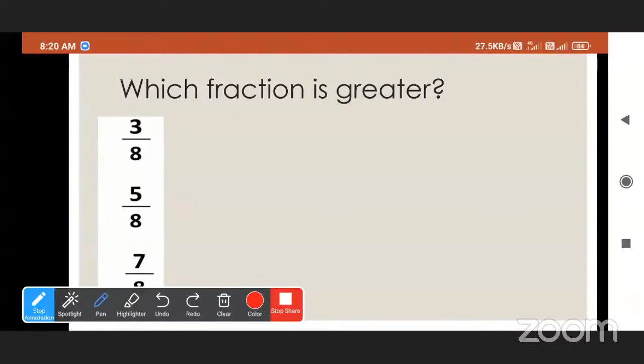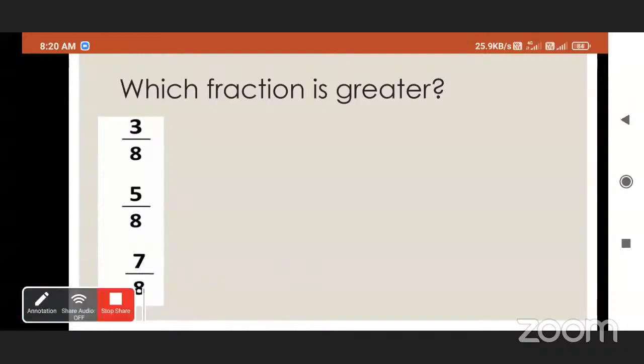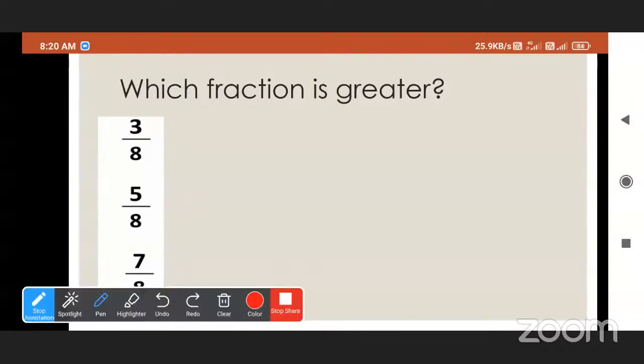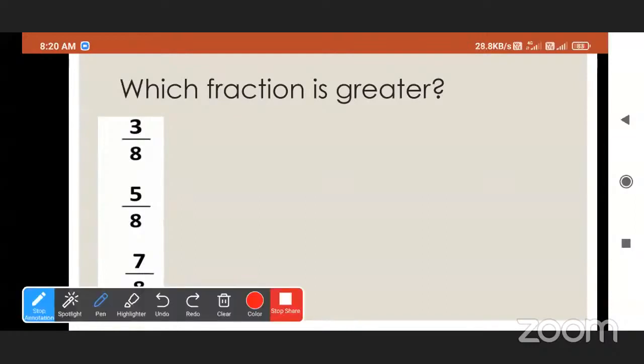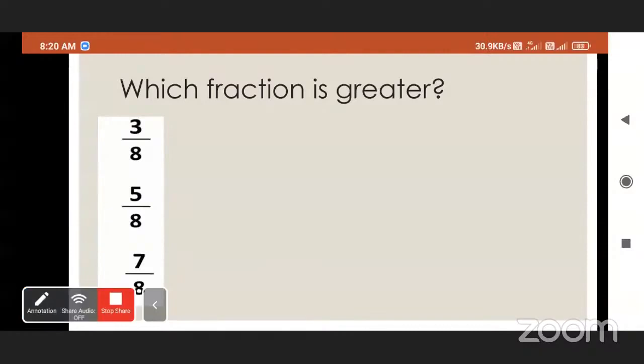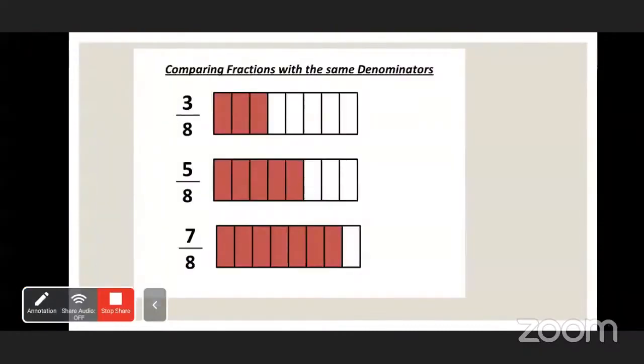There is numerator 7 and denominator 8. Okay, so are these like fractions or unlike fractions? Like fractions. Okay, all of these are like fractions. So here the total number of parts in the first one is 3. Okay, see here, the explanation is given.